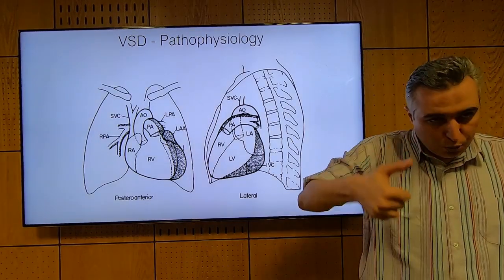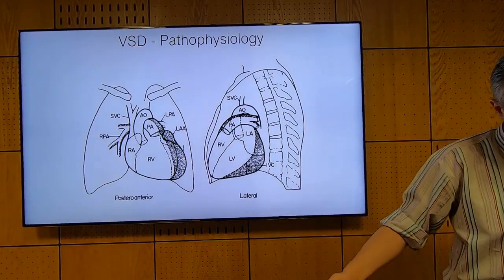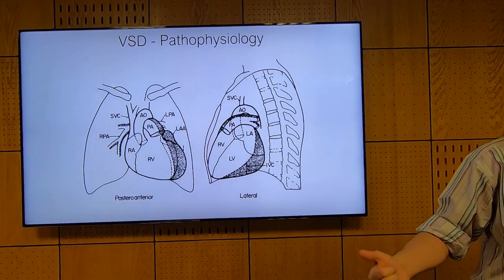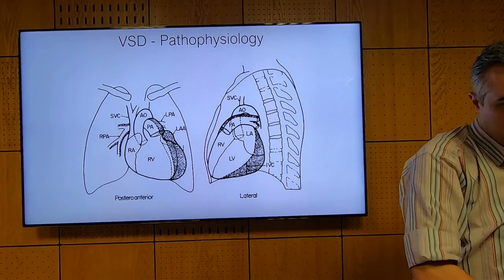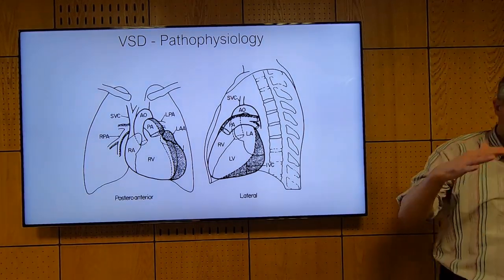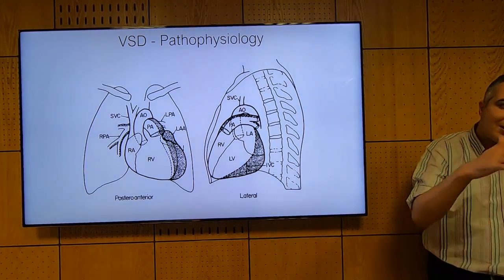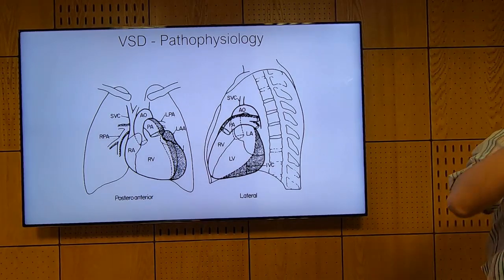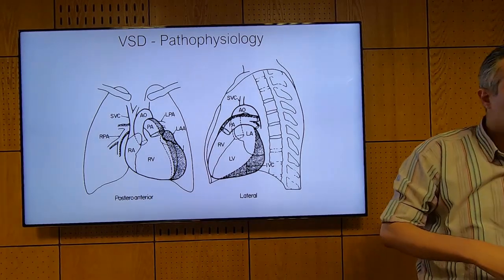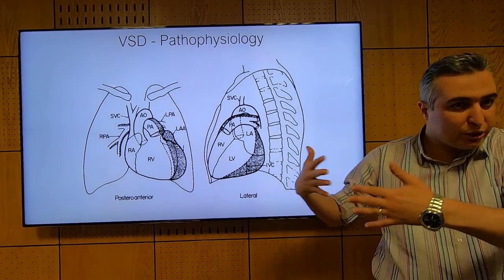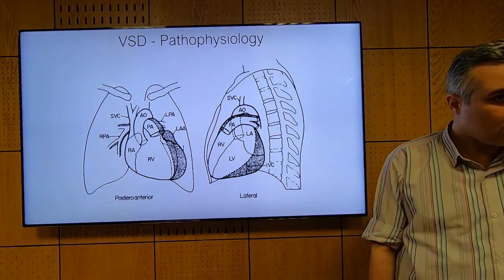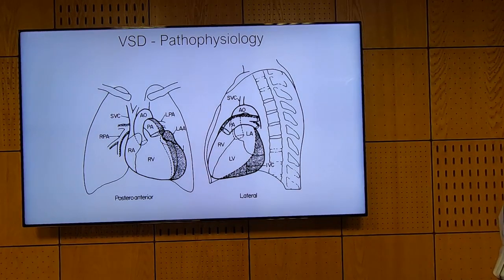So a restricted VSD is a small VSD that restricts blood flow in a clinically significant way, so that the pulmonary artery pressure is significantly less than the systemic pressure. While an unrestricted VSD is a VSD that is big enough that it does not restrict blood flow, so it allows the pressure to be transferred into the lung, causing an unprotected pulmonary circulation. Okay? So what is the figure?